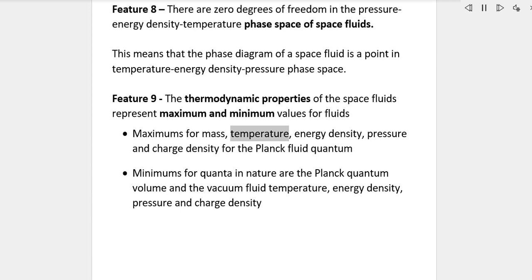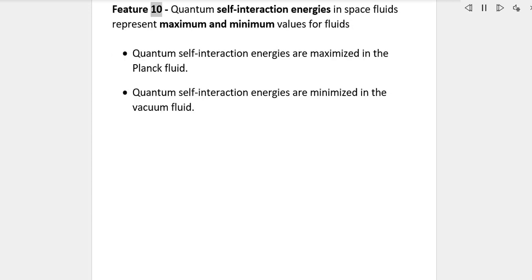Maximums for mass, temperature, energy density, pressure and charge density for the Planck fluid quantum. Minimums for quanta in nature are the Planck quantum volume and the vacuum fluid temperature, energy density, pressure, and charge density. Feature 10, quantum self-interaction energies in space fluids represent maximum and minimum values for fluids. Quantum self-interaction energies are maximized in the Planck fluid. Quantum self-interaction energies are minimized in the vacuum fluid.